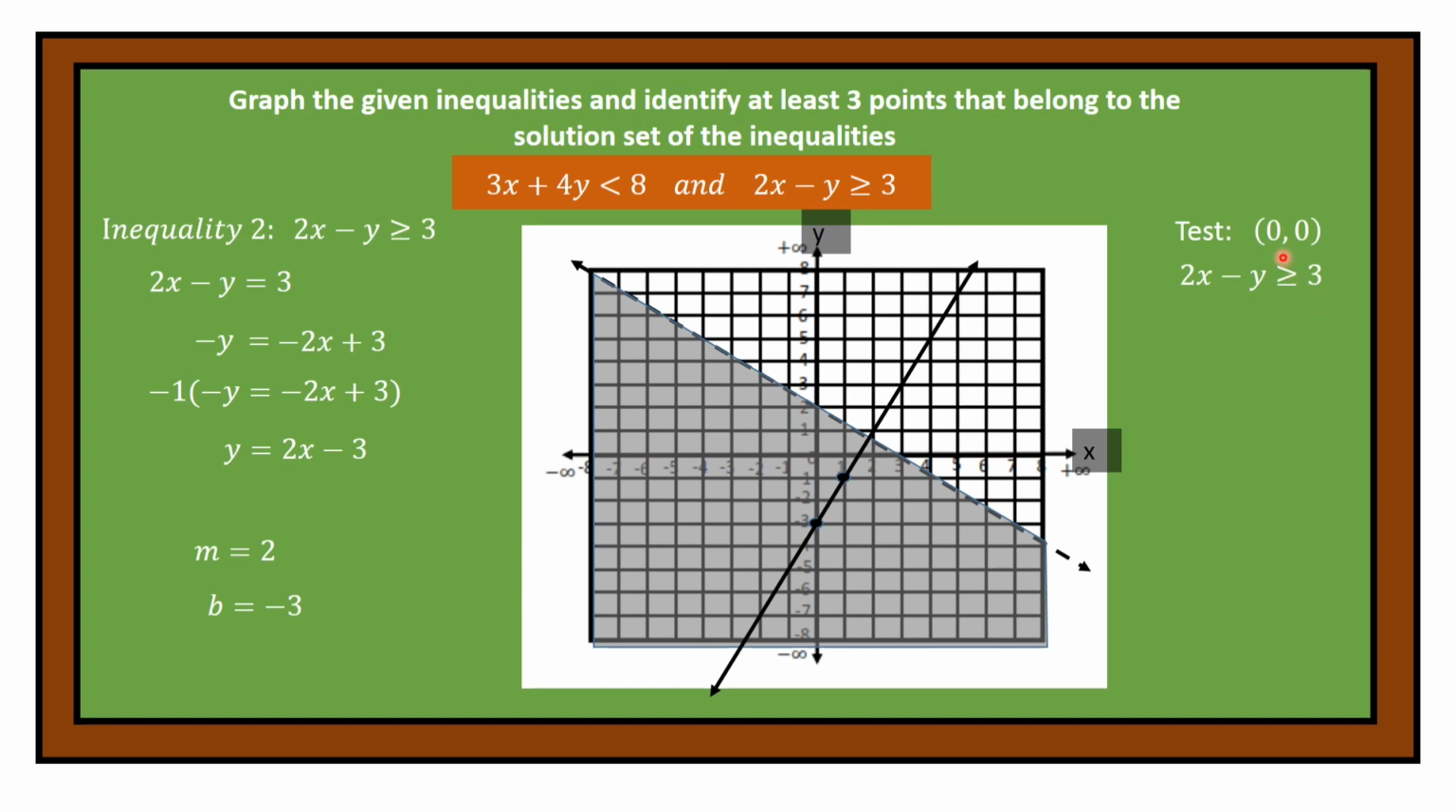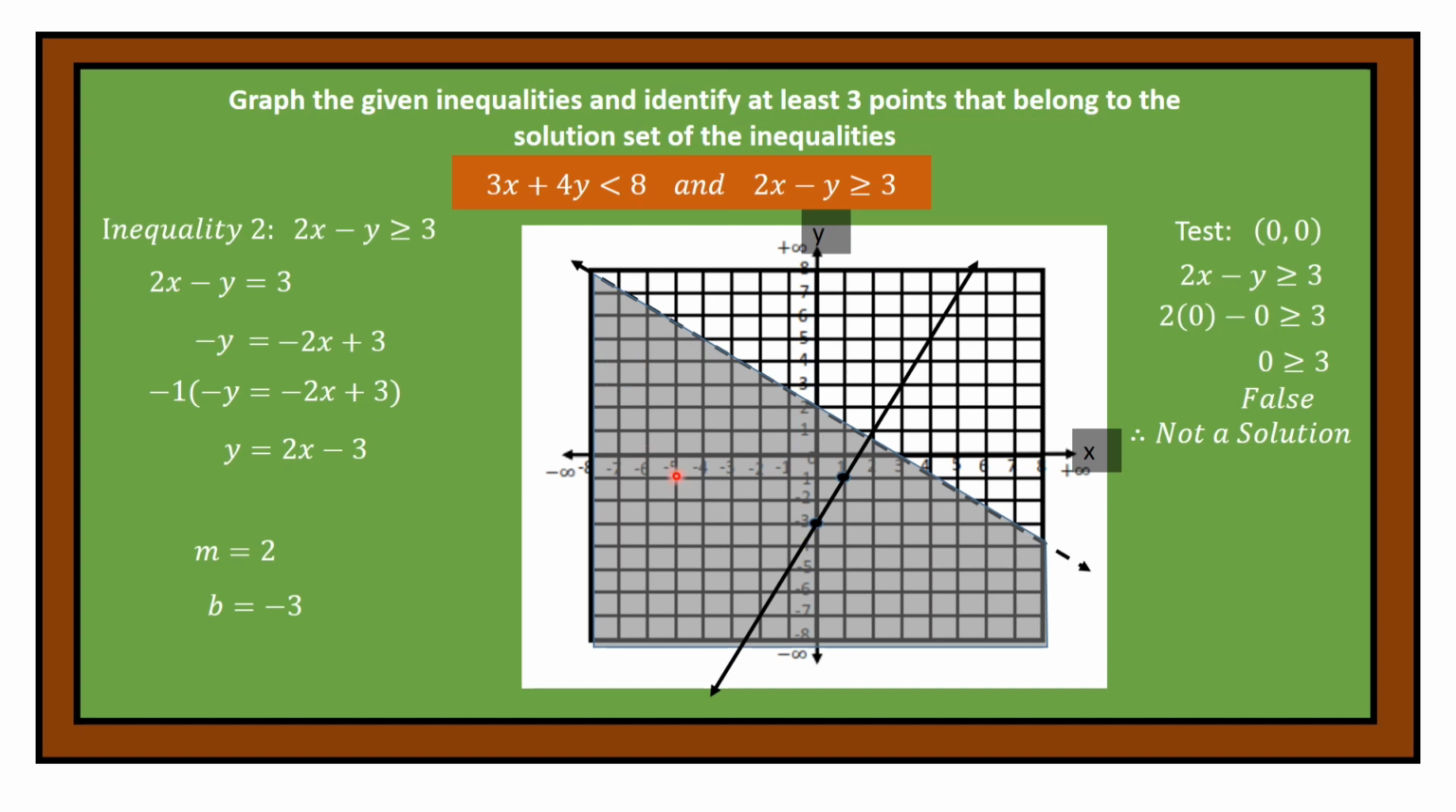So gamitin ulit natin ang origin. So this will become 2 times 0 minus 0 is greater than or equal to 3. So we have here 0 is greater than or equal to 3. Is this true or false? The answer is false. Since this is false, ibig sabihin ang ating origin or the ordered pair 0, 0 is not a solution. So ibig sabihin, itong half plane na to ay hindi solution.